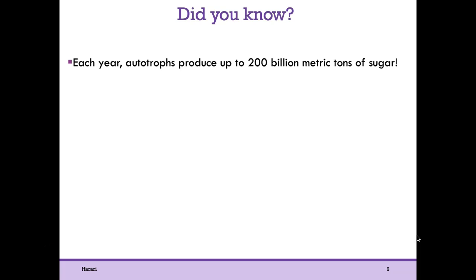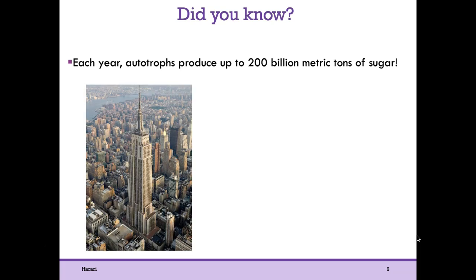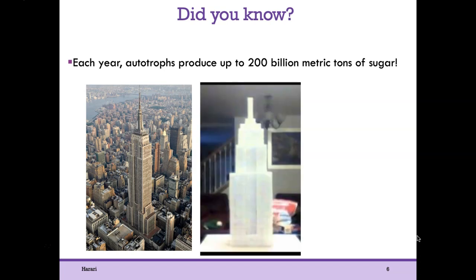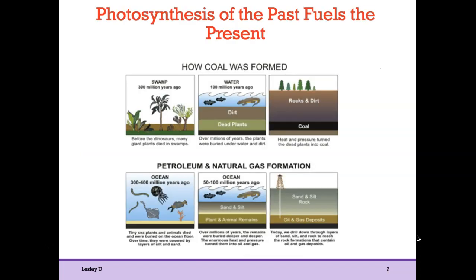Each year, autotrophs around the world produce up to 200 billion metric tons of sugar. That's almost impossible to conceive with the human brain, but that would be not one Empire State Building of sugar cubes. So right now, just imagine this Empire State Building made of sugar cubes. So there's one made of sugar cubes. Now imagine 2 million of those. That's how much sugar is produced every year by autotrophs on this planet. So this is an incredibly efficient process.